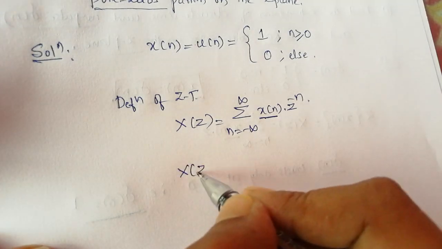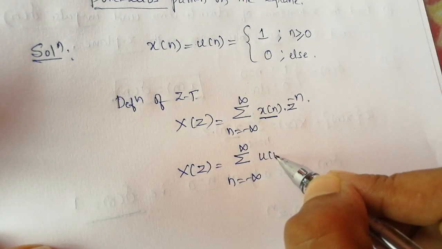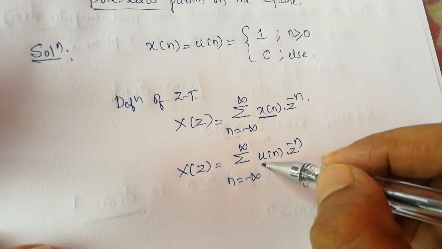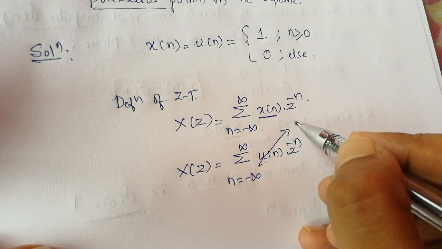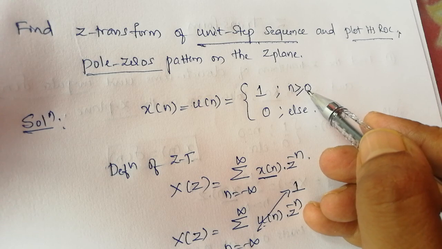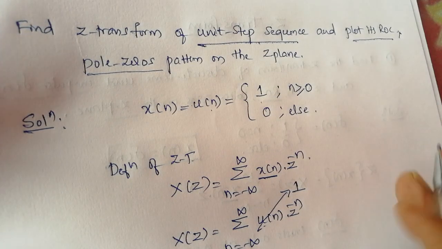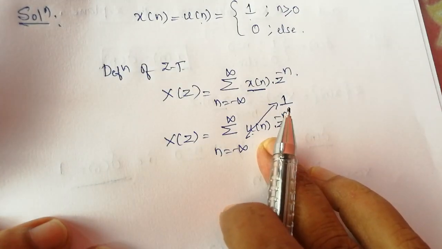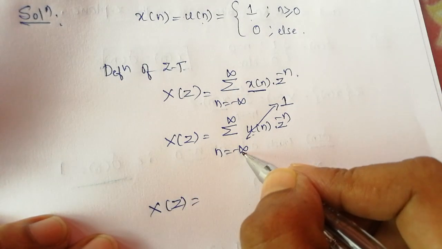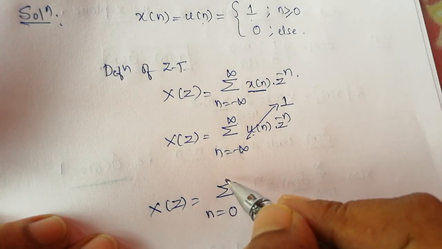Next step, X(z) equals the summation from n equals minus infinity to plus infinity of u(n) multiplied by z raised to minus n. Here u(n), the unit step sequence, becomes 1 only when n is greater than or equal to 0. So replacing u(n) by 1, the limit changes from n equals 0 to infinity.